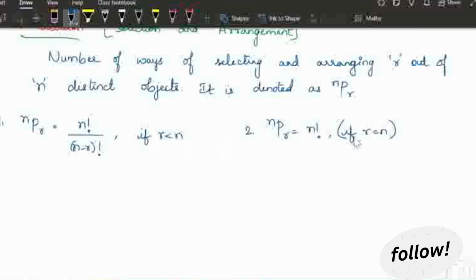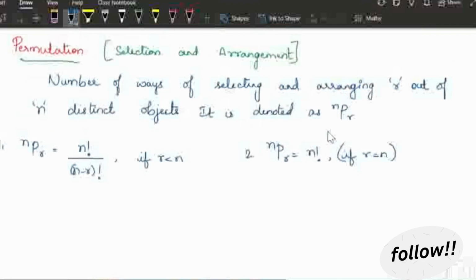Basically, if r and n are equal, then n minus r will be 0. 0 factorial is 1, we have already seen it. So n factorial by 1 remains n factorial only. If you are taking fewer objects, then you have n factorial by n minus r factorial. If you're taking all available objects for arrangement, then it is just n factorial. So these are the basic formulas.